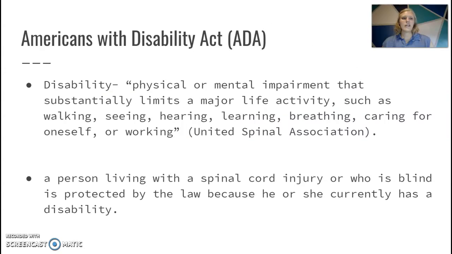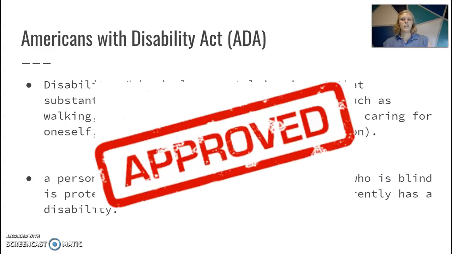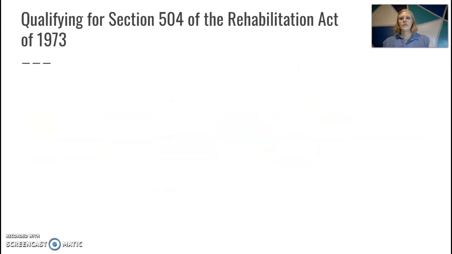So going on to the ADA requirements, it is a disability. A disability is defined as a physical or mental impairment that substantially limits a major life activity, such as walking, seeing, hearing, learning, breathing, caring for oneself, or working. A person living with a spinal cord injury or who is blind is protected by the law because he or she is currently disabled. So yes, Miguel would also be approved for ADA.